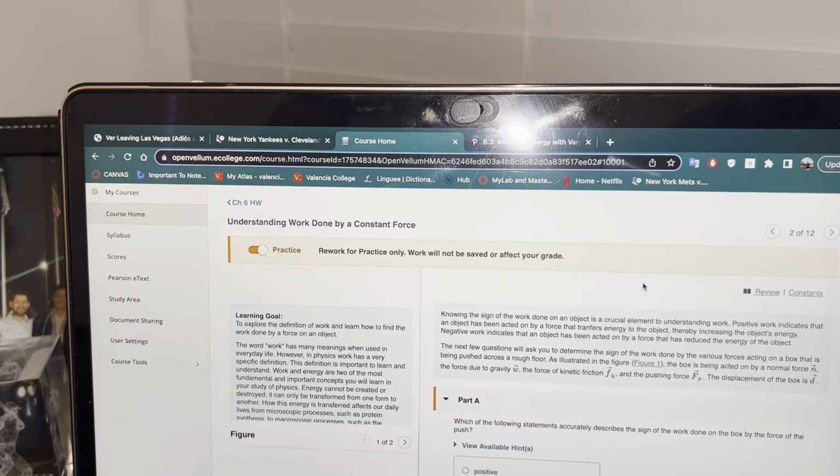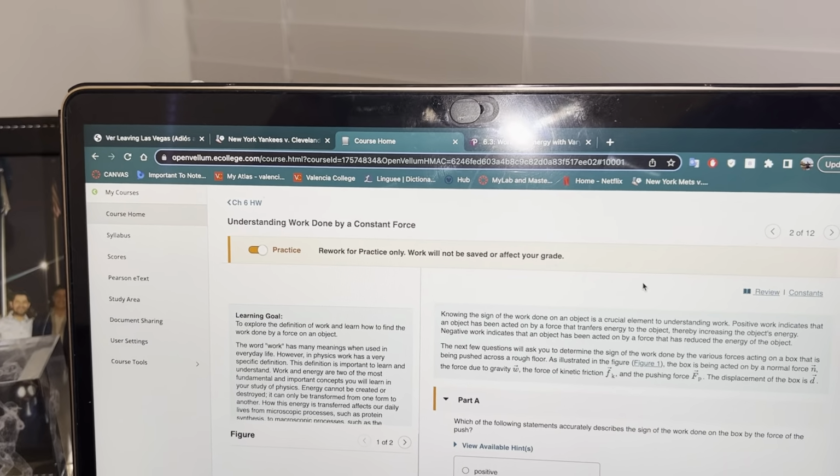Which of the following statements accurately describes the sign of the work done on the box by the force of gravity? Gravity right here. So part D. So if we see here, the angle is basically -90 degrees, or like positive 270 degrees.